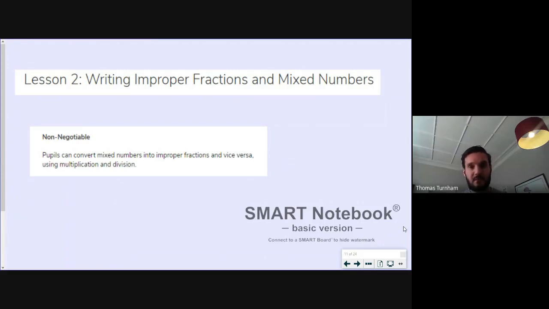We're going to look a little bit more at improper fractions and mixed numbers. And by the end of today, we really want to be able to be confident and comfortable and efficient. That means able to do it quickly and correctly, being able to switch between mixed and improper, improper and mixed.